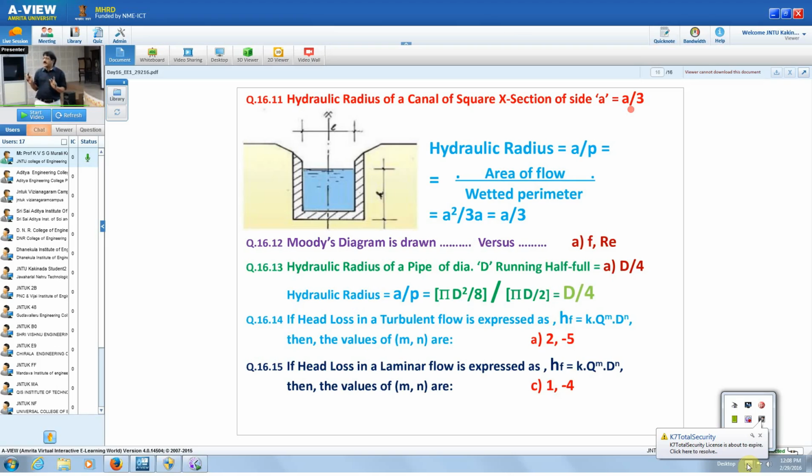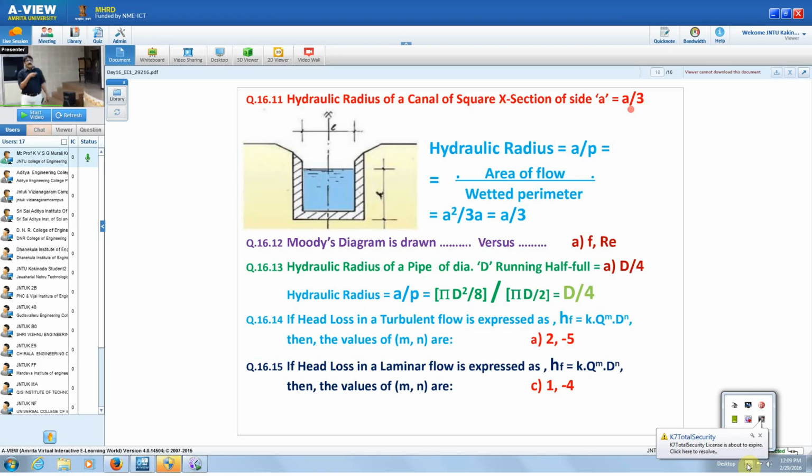What is meant by hydraulic radius? Area of flow divided by wetted perimeter. Peri is the word which has come from the Sanskrit word pari. What is environment in Sanskrit? Pariyavaranam. Pari plus avaranam. Pari means surrounding. From the Sanskrit word pari, in English the word peri has come. Perimeter. Wetted means the portion of the perimeter which is wetted by the liquid. In this case it is water.